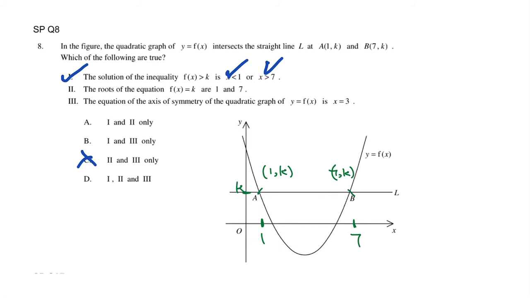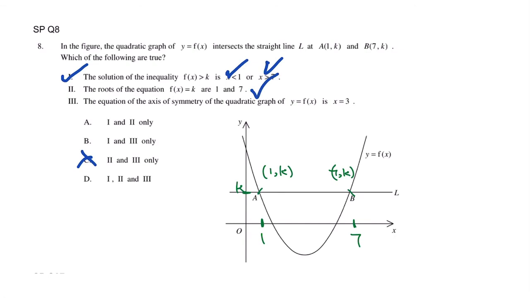And then the second one, the roots of the equation f(x) equals to k are 1 and 7. Is it true or not? So this time they are asking you when the y or f(x) is exactly at the k point. So at this point, what are the solutions of x? It's easy, right? Because roots means the solution of x. So here at this exact point, the x value is 1. See, it's from here, and the other side, at the exact k point, it's 7. So 1 and 7. So this is also correct.